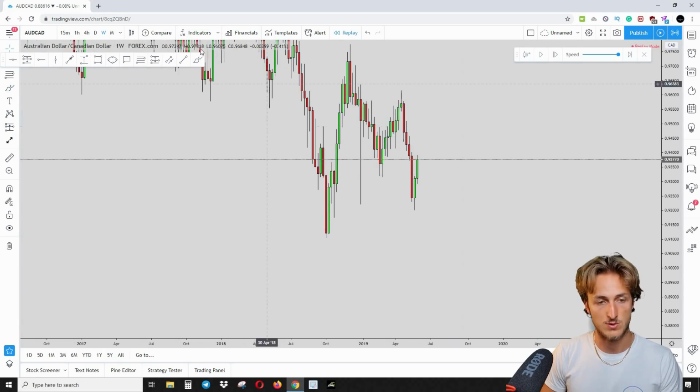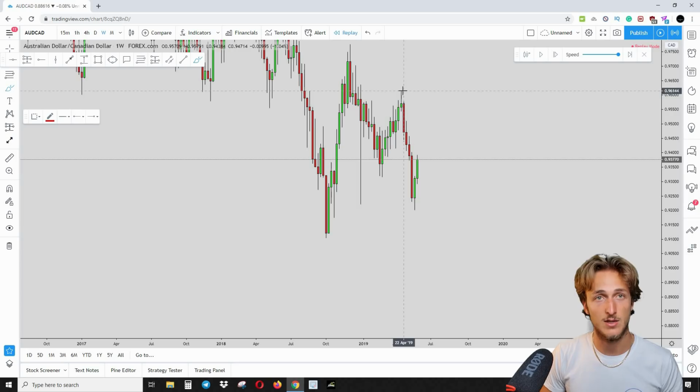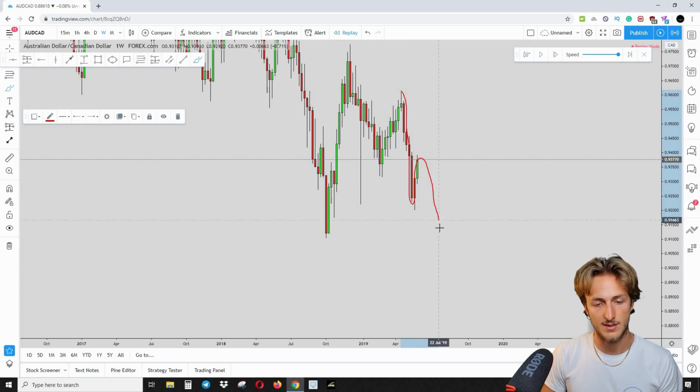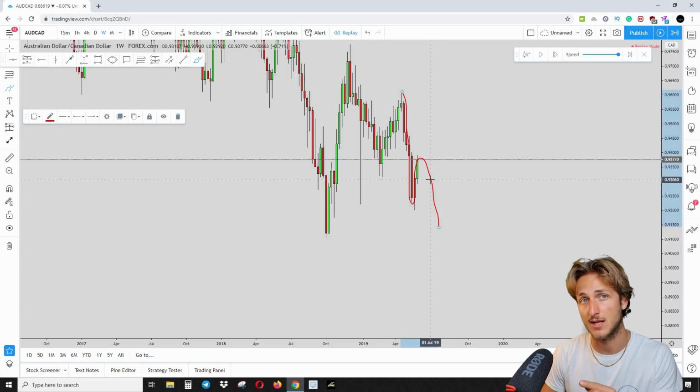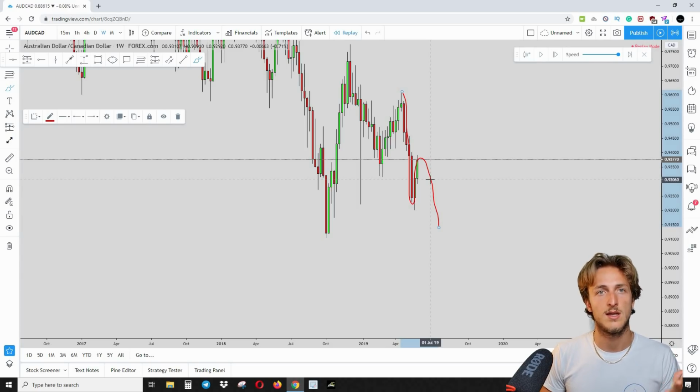what you can see is exactly what we expected. So an impulse and a correction, and you expect the next impulse to the downside. And if the next impulse to the downside comes, it will fill in the wick that we have from a monthly perspective, doing exactly what we need the market to do.